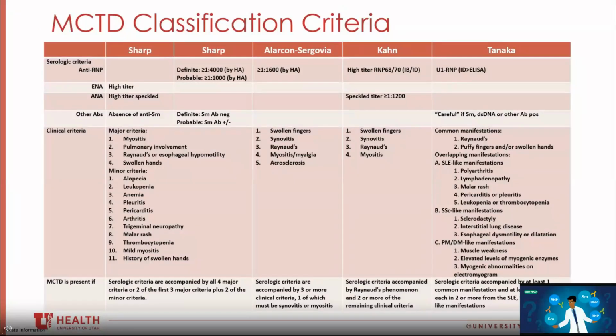Distinguishing mixed connective tissue disease from other conditions with similar clinical features is crucial because they may differ in prognosis and response to treatment. To address the question of whether a patient has mixed connective tissue disease, it is important to understand U1-RNP and the antibodies which recognize it.